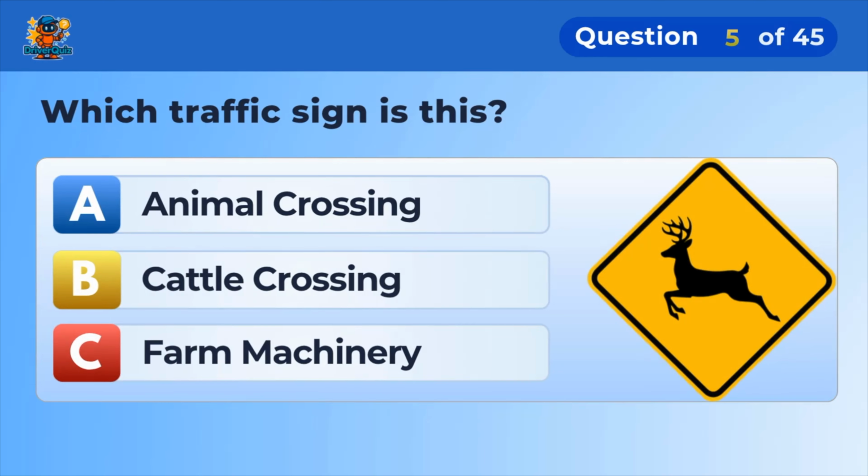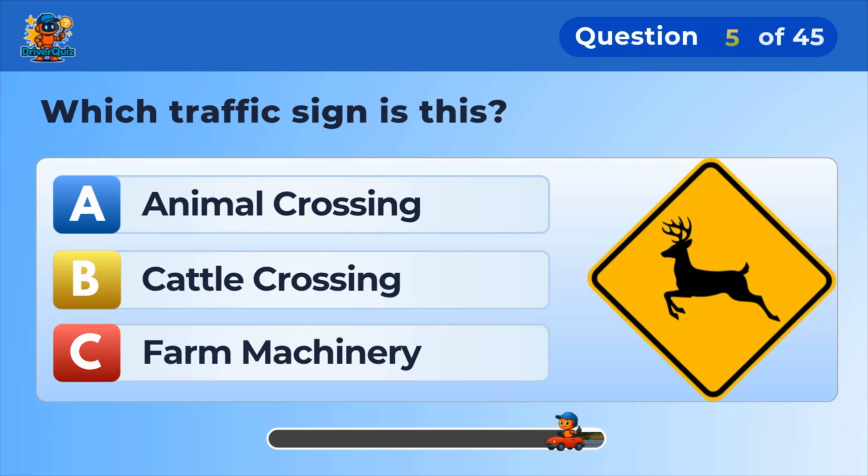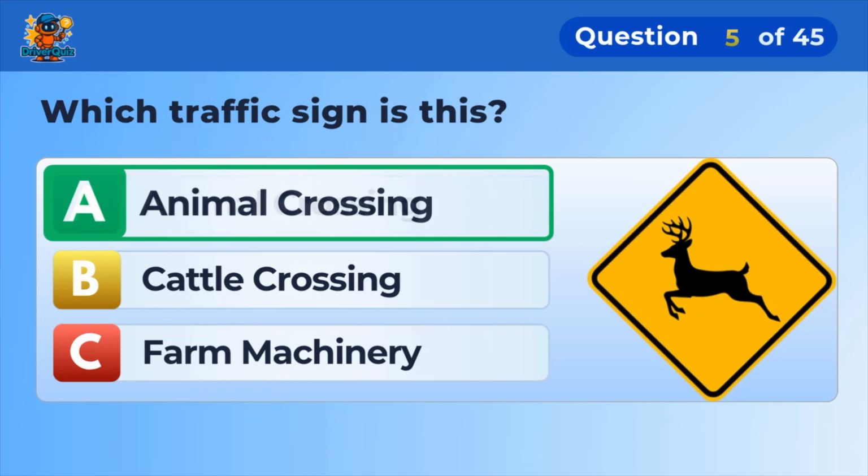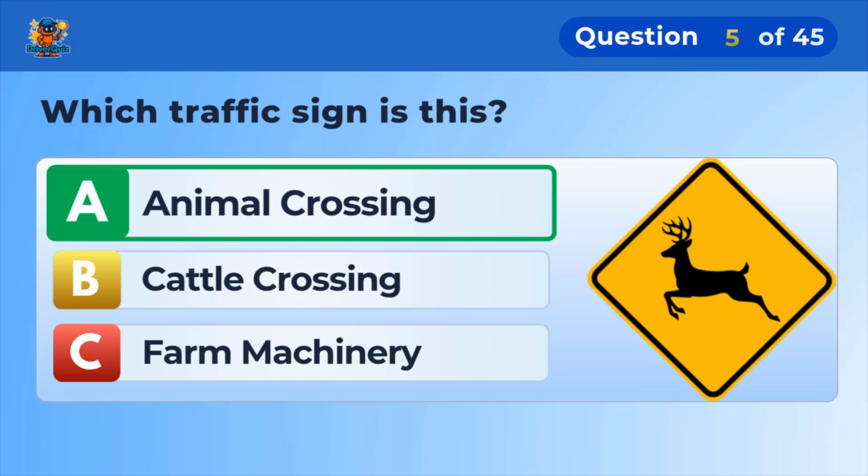Question 5. Which traffic sign is this? A. Animal crossing. B. Cattle crossing. C. Farm machinery. Correct. It's the animal crossing sign.